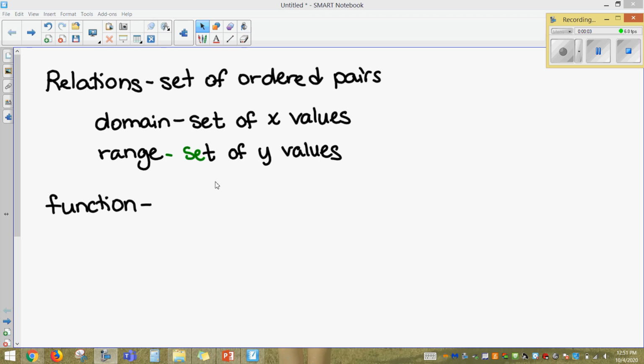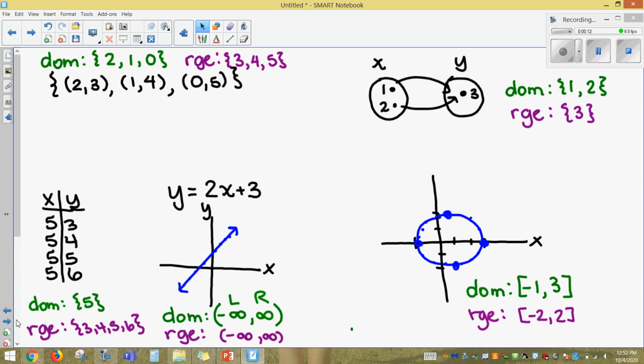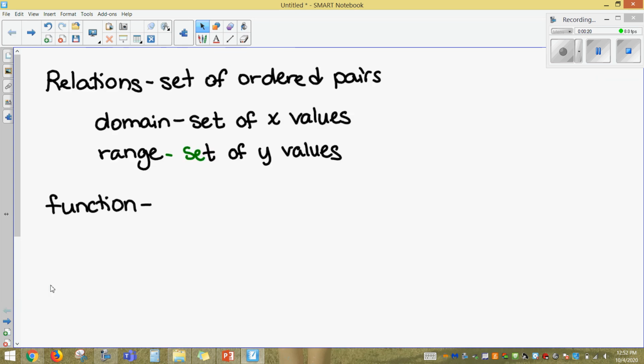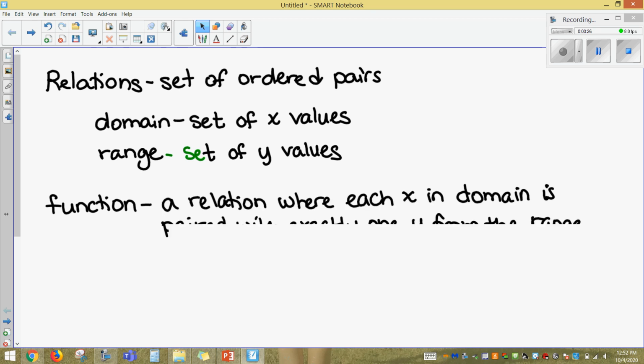Now that we're familiar with what a relation is, the next thing we're going to do is talk about functions. The first thing to keep in mind is that any of these things that we drew or listed, any kind of diagram you can come up with, all of those are relations. And all relations have both a domain and a range, a set of x's and a set of y's. However, not all of them are functions. Only a portion of them are actually functions.